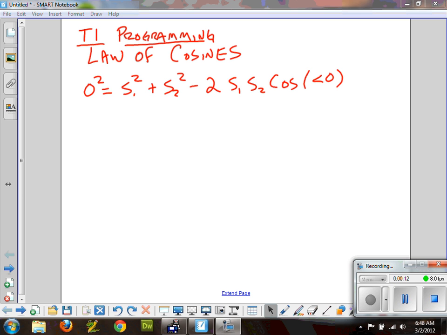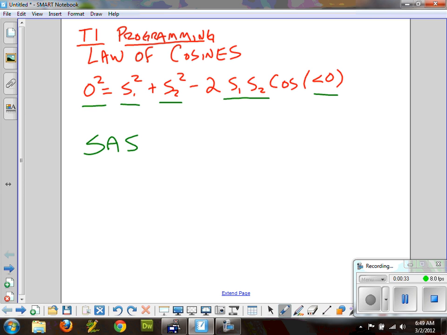First, I'm going to show you how to use the law of cosines. I use a different formula here. I don't like the ABC formulas written in triplicate like most books do. So I always think of it as a side angle side given.